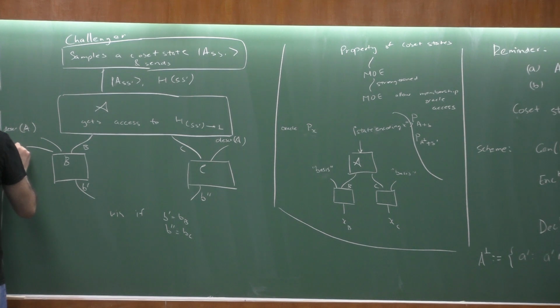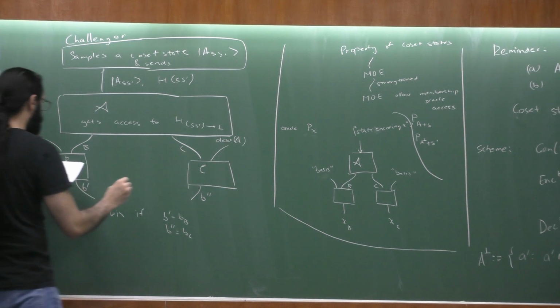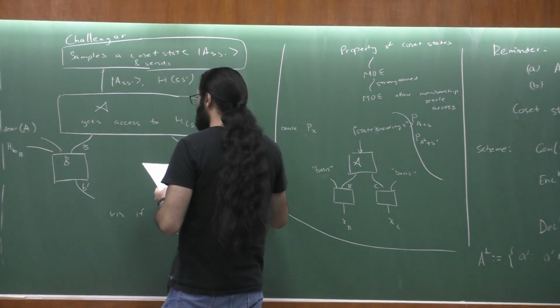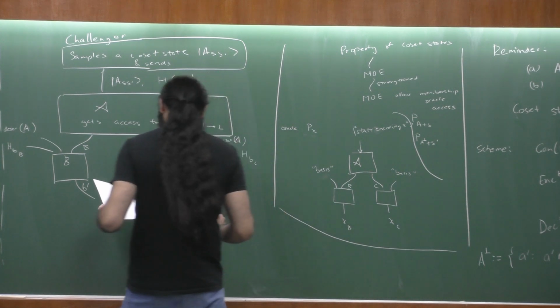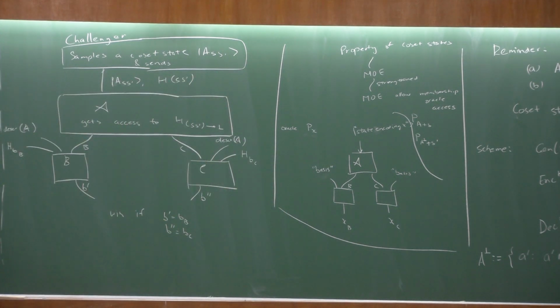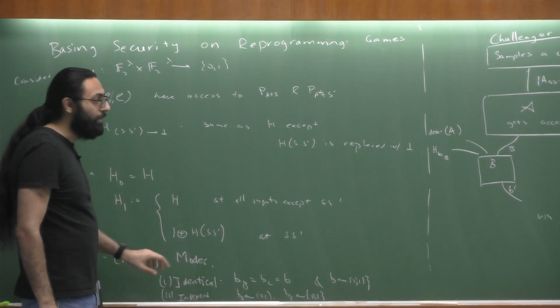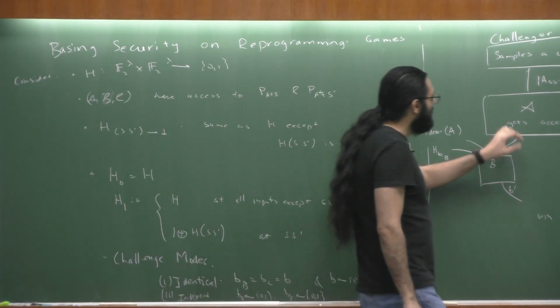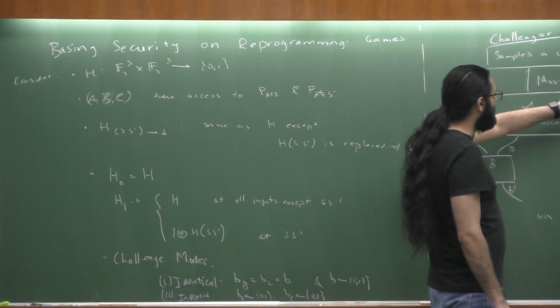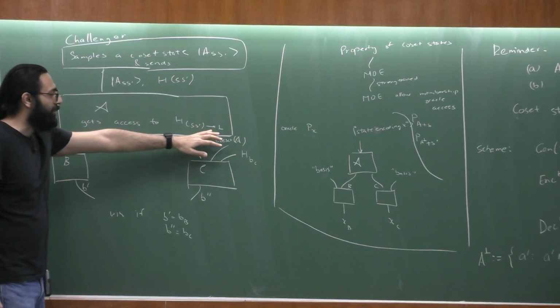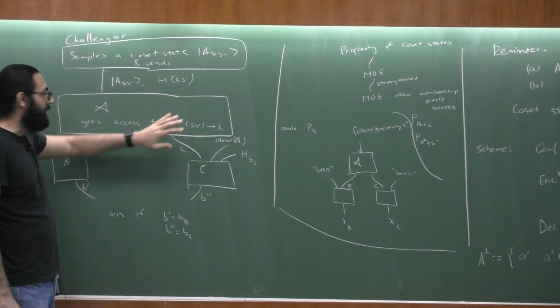So H sub capital B, H sub capital C. Okay. So H0 and H1 are defined here, right? H0 was the original random oracle. H1 is the original random oracle, except that it flips the bit at S, S prime. Okay. So A gets the same as the original random oracle, except that S, S prime is replaced with perp. So that's the random oracle A gets.